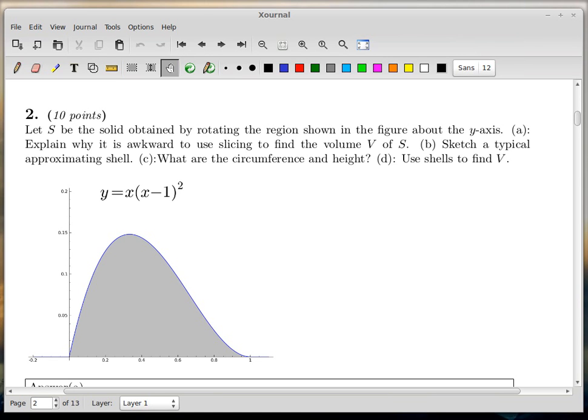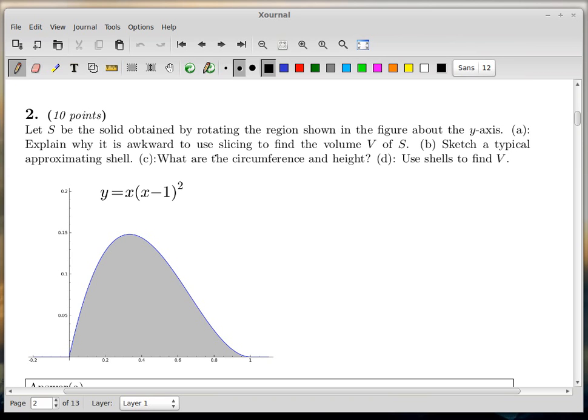Hi Adira, I want to say a couple things about number 6 and number 2. So let's start with number 2. Here's the question, you've probably read it before. It says, let S be the solid obtained by rotating the region around the y-axis. And here's the region. Let's just talk about part A first.